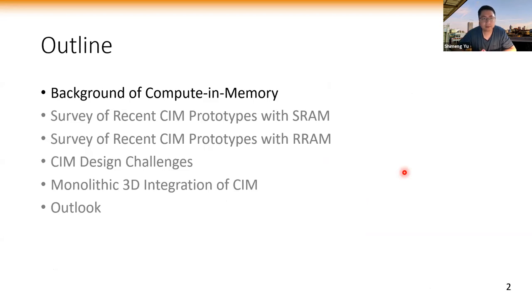This is an outline of today's presentation. First, I will give a brief background about computing-in-memory, an emerging paradigm to accelerate machine learning workloads. Then we will survey some of the recent computing-in-memory prototypes that are implemented in silicon. That means prototype chips, first with SRAM technology, and second with RRAM technology. Then I will discuss some general design challenges for computing-in-memory. Finally, I will point out a future research trend, which is monolithic 3D integration for computing-in-memory.